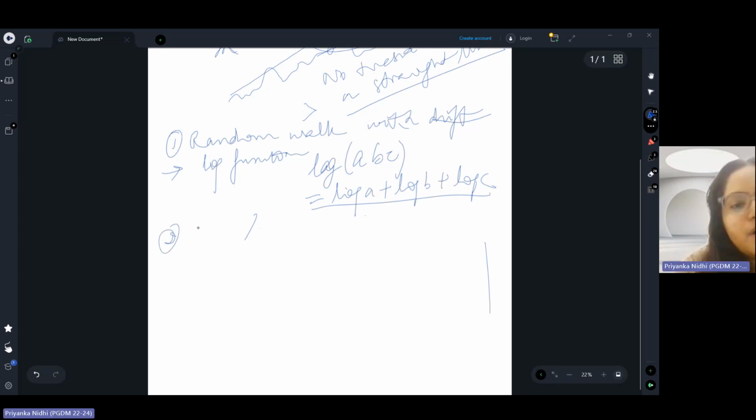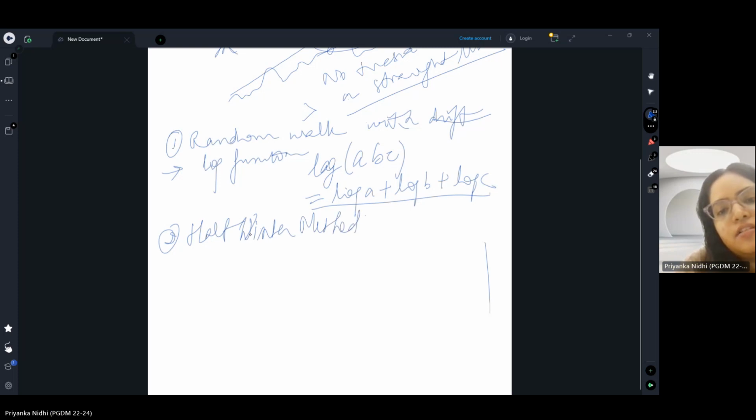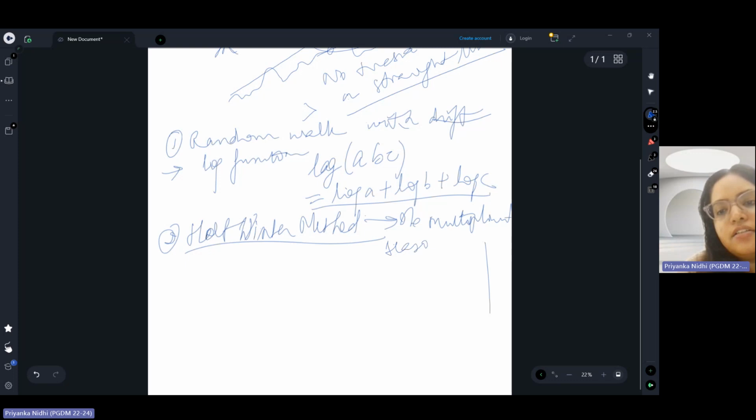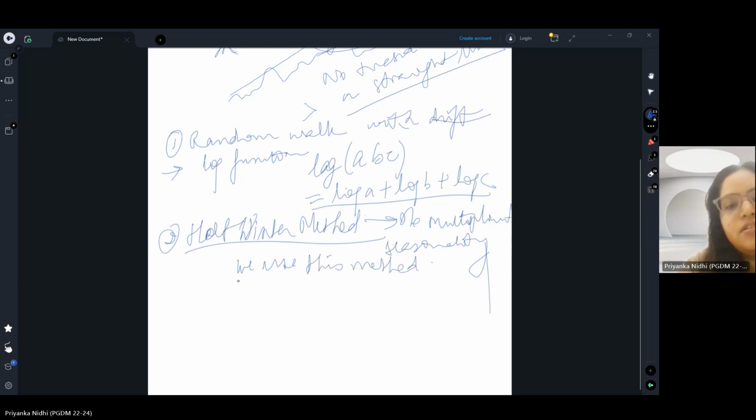Second method is your Holt-Winters method. In this Holt-Winters method, when there's no multiplicative seasonality, we use this method. Understood?